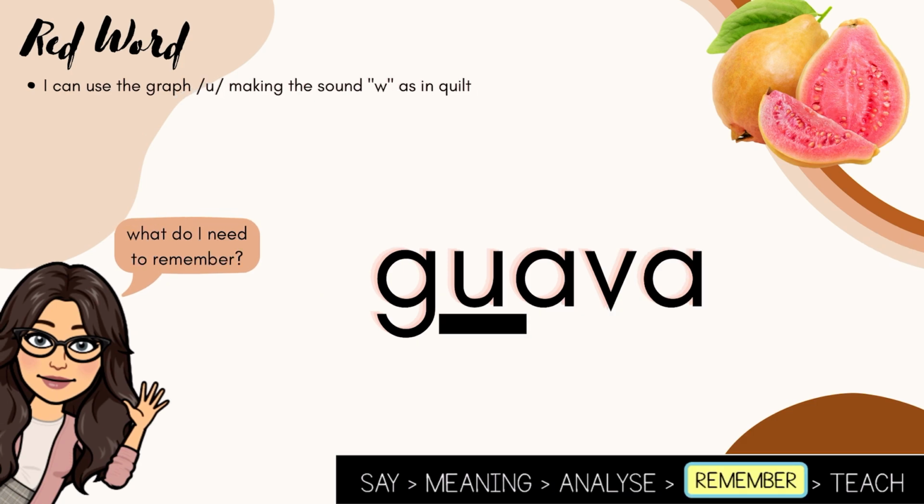What part of this word do you need to remember? Now remember, I always highlight the focus, the graph or the digraph or the trigraph that we are focusing on for the week. However, this is very particular and specific to you. So if there is another letter in here that you need to remember to include when you're spelling the word guava, that's what I want you to practice when you're practicing your words this week. However, I have underlined the graph U because I think it's important that when we hear that W sound, we remember to spell it with the U. So G-U, A-V-A.